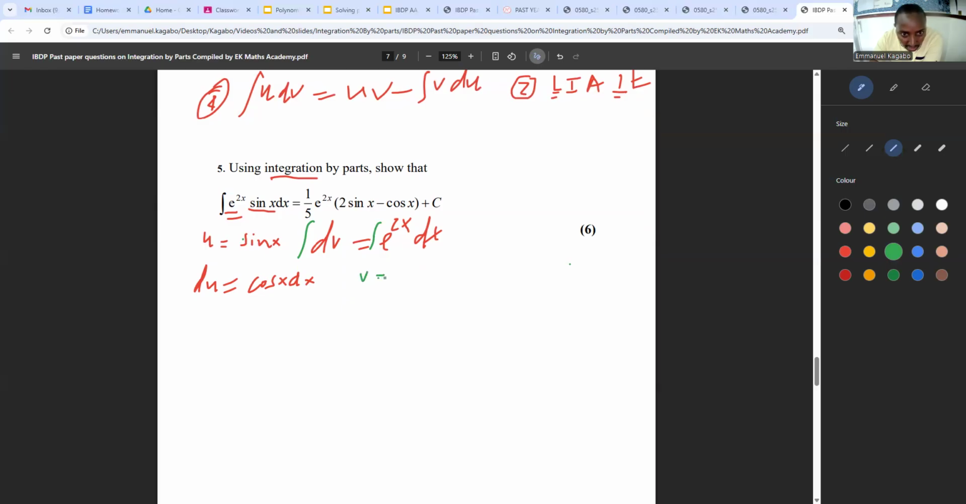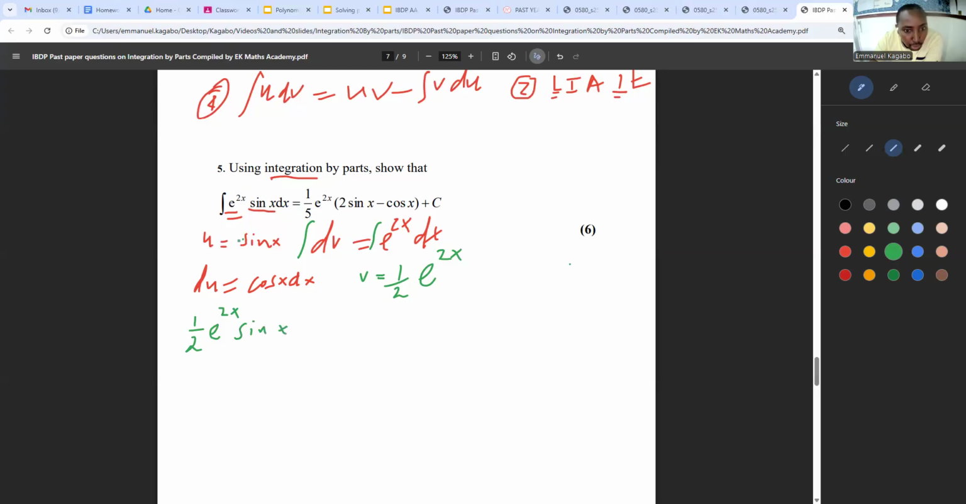The integration of e power 2x, with this 2 here, will be 1 over 2 e power 2x. I'm integrating, guys, I'm not doing the derivative. Okay, you have to remember that. Now, very good. What's the formula? uv. So I have to get this v times the u. So it's going to be a half e power 2x sine x. All together, guys. Okay, very good.